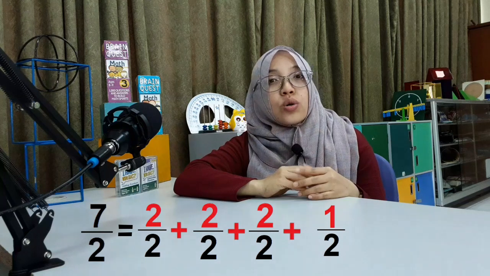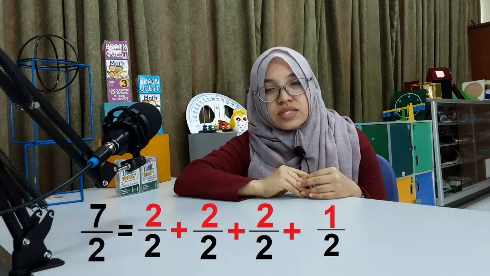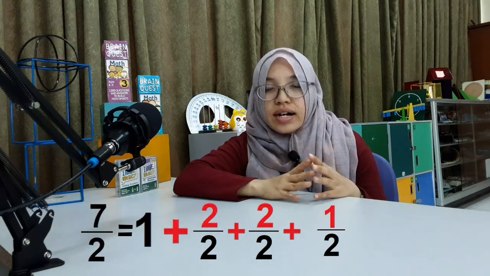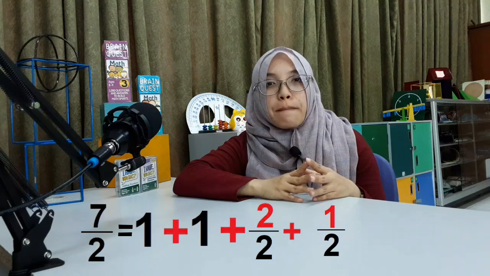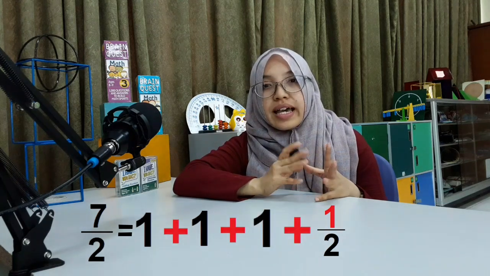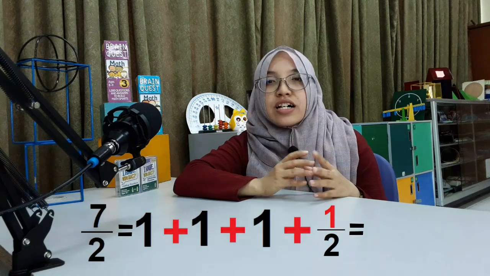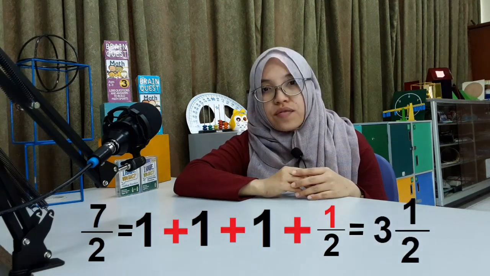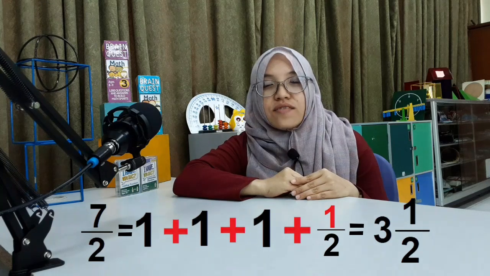2/2 is equal to 1. Therefore, I have 1 plus 1 plus 1 plus 1/2. Added up together, it becomes 3 and 1/2. And yes, 7/2 is 3.5, or 3 and 1/2 as a mixed number.